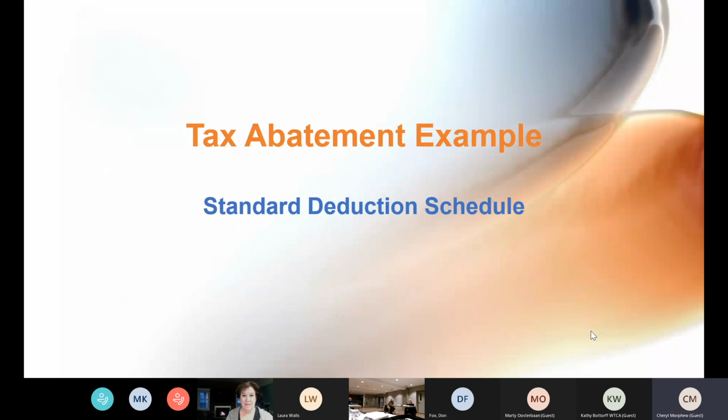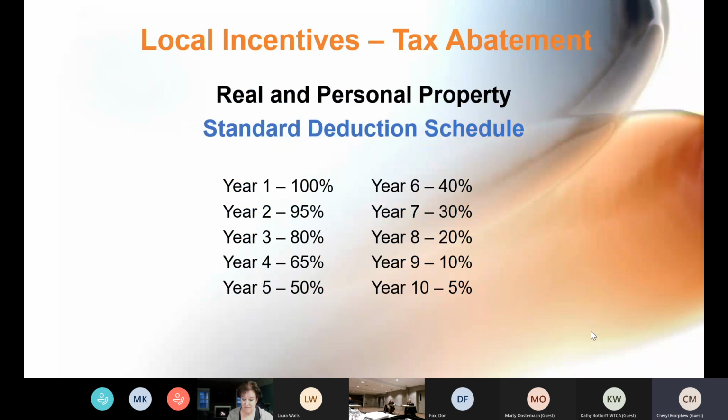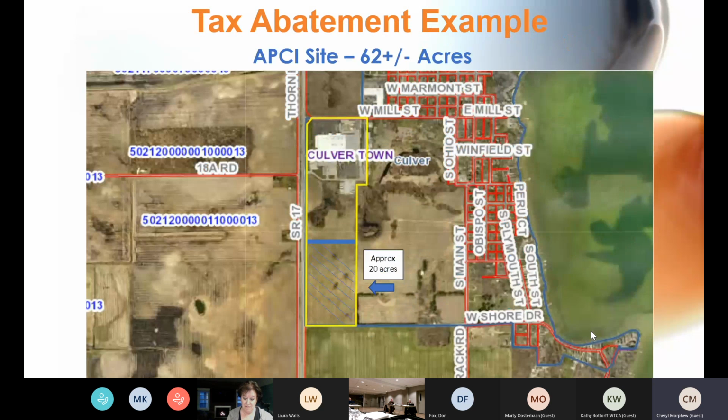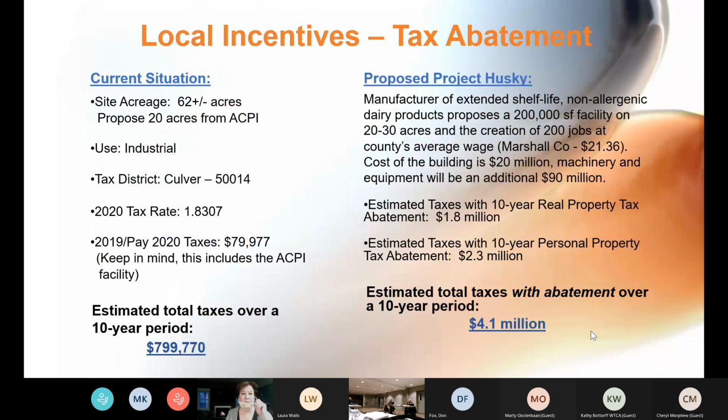Again, I told you earlier, we're going to kind of walk through an example so you can see. And this is the standard deduction schedule, Jenny, that you were talking about, set by the state through the DLGF. So it's 195. You can see how that phases in over that 10-year period. Yeah. So I'm going to preface the rest of this by saying I took some liberties. I showed you the lead.